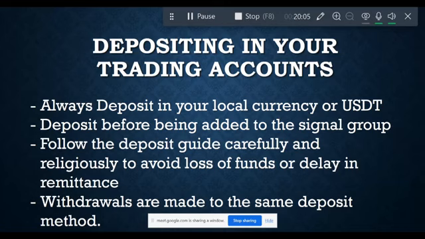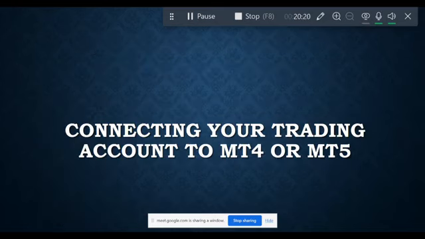Now, when you deposit, you'll be added to the Signal group. We have a deposit guide for the brokers that we use. So if you don't know how to make the deposit, ask me or send me a message and I will guide you or send you the guide on how to make your deposit.